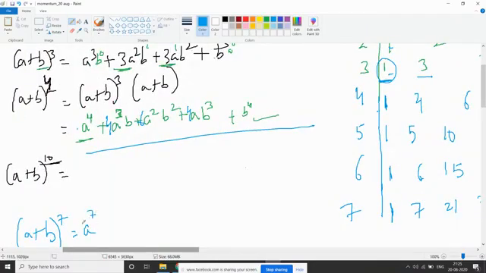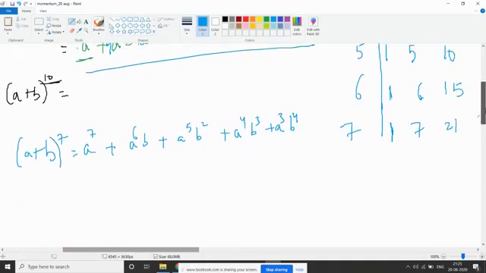It starts with the highest power. Then let's write down the pattern first. So a^7, a^6 b, a^5 b square, a^4 b cube, a^3 b^4. The first term power decreases, second term power increases. Okay, so next will be a square b^5, next will be a b^6, and then b^7.